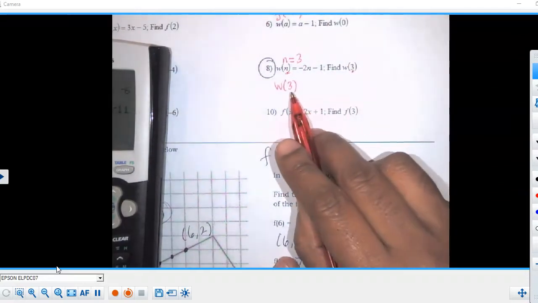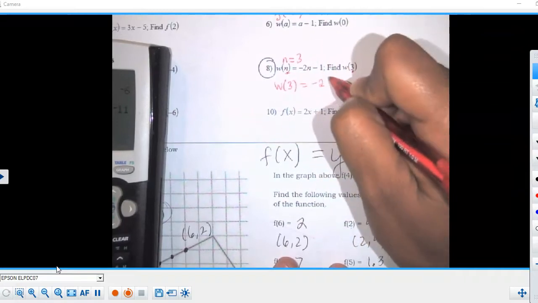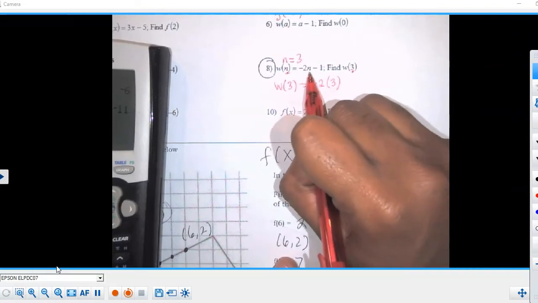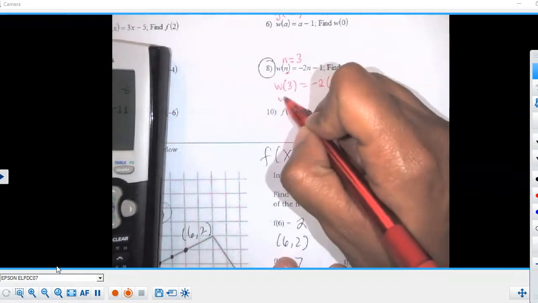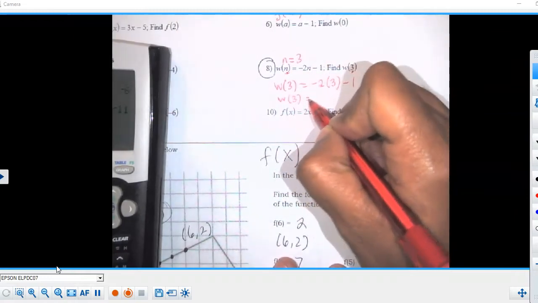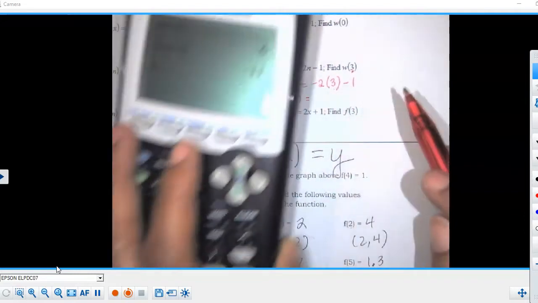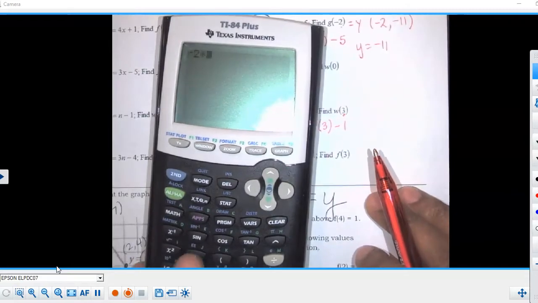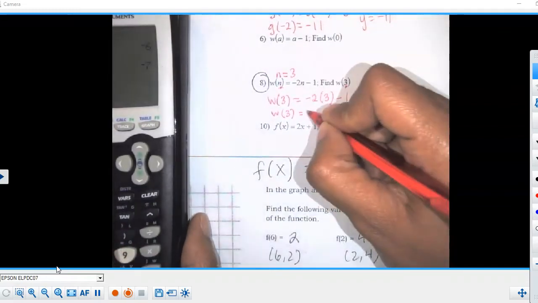So now I plug it in for this notation, because that's what I'm finding. I put equal, -2, open parentheses, 3, because n is right there being multiplied by -2. I put a 3 here, and then minus 1. Write again from left to right. W of 3 is equal to, and I go to the calculator. This is -6 minus 1. The answer is -7. I'm just going to show it to you. So again, -2 times 3 minus 1, -7. Okay, so we output -7.